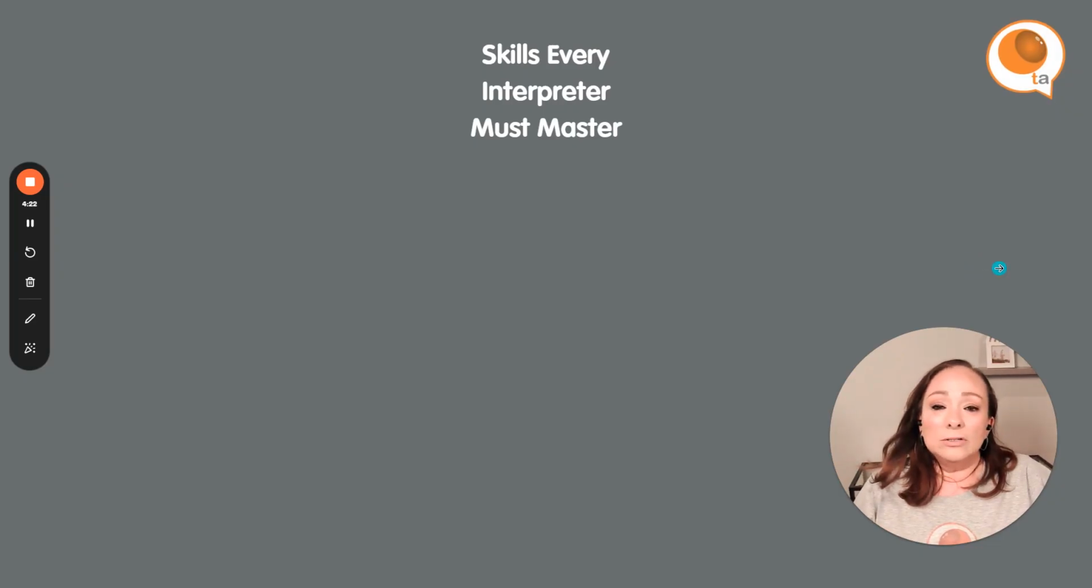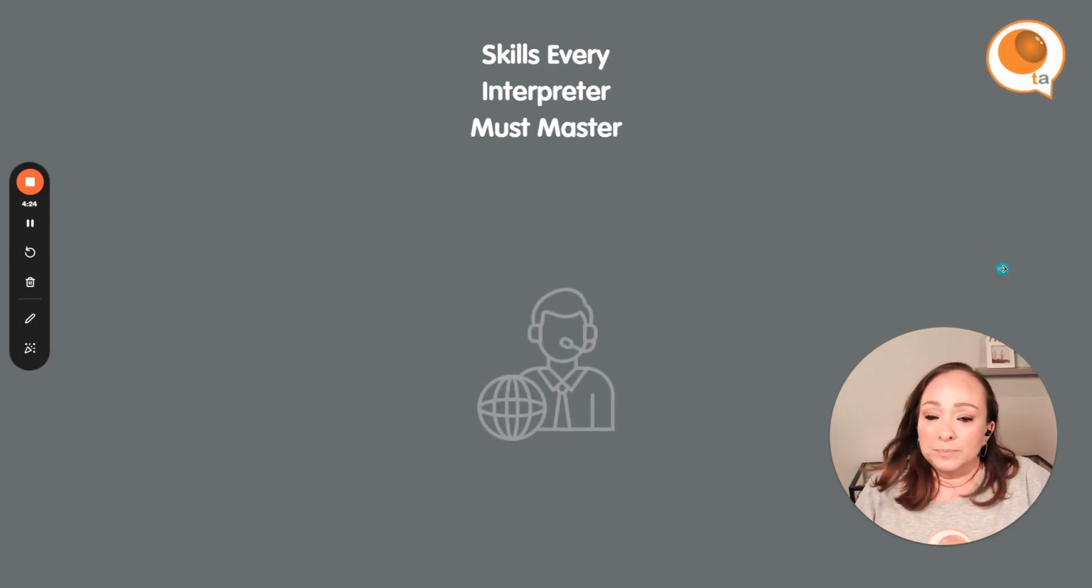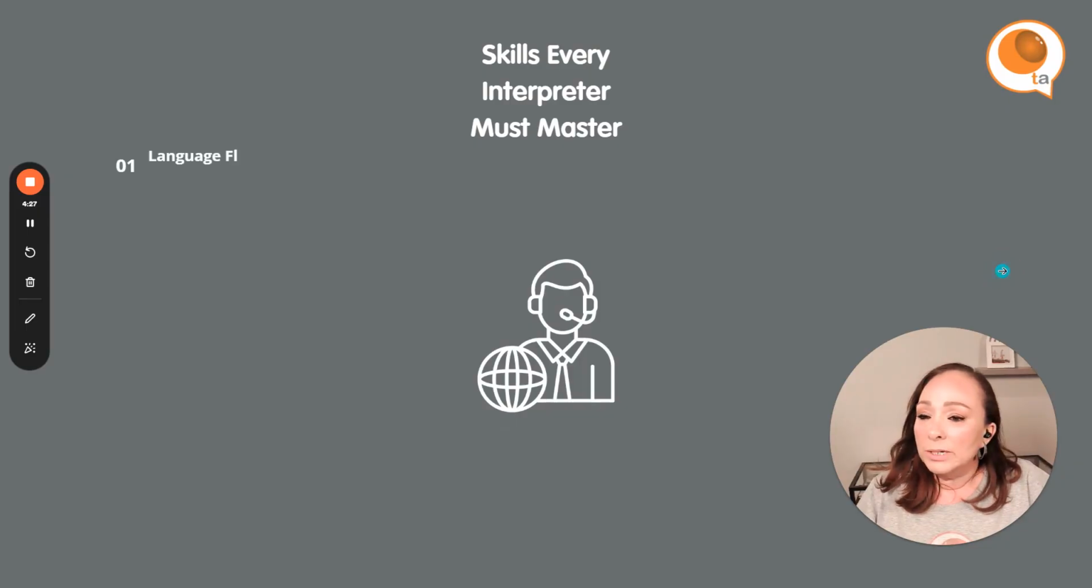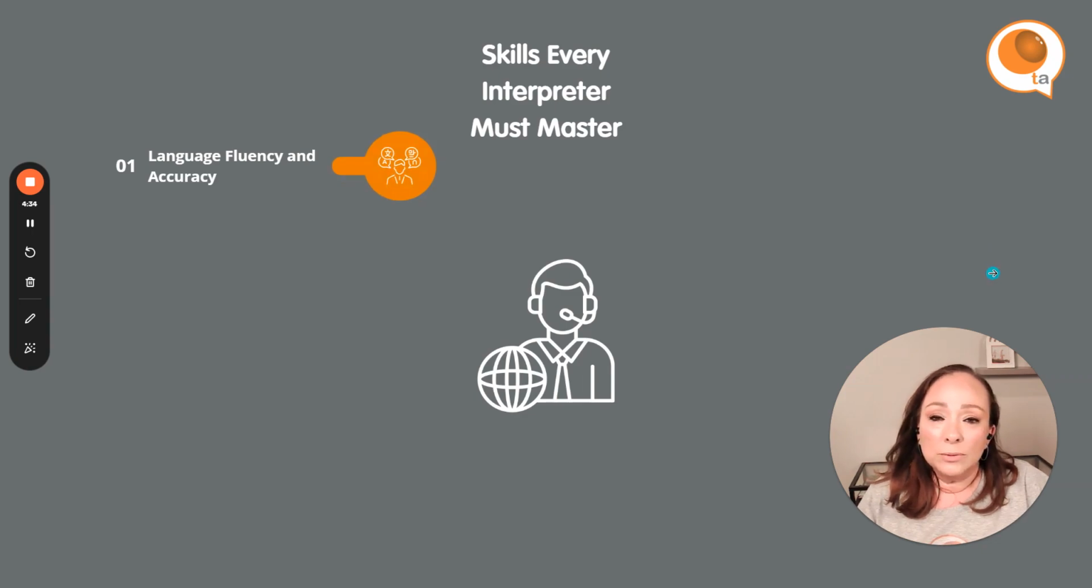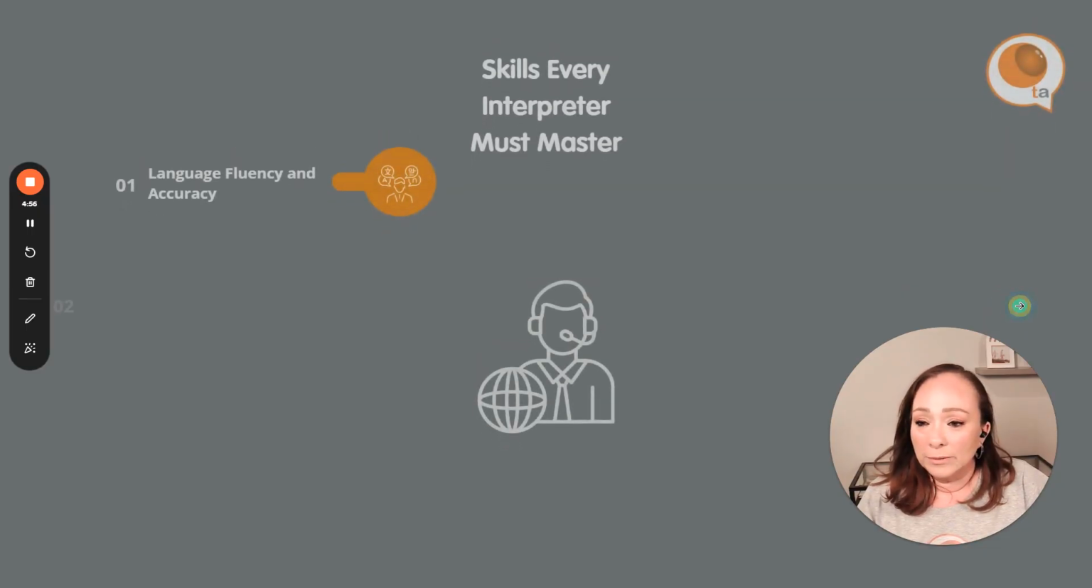So what are skills that every interpreter must master? Let's see. The first one is your language fluency and accuracy, of course. Language fluency is very important, and we're going to go through in the next course why it is so important. Some people think that just because you speak 2 languages, you're able to have that fluency, but it really has to do with your command of the language, and we'll talk about in detail later.